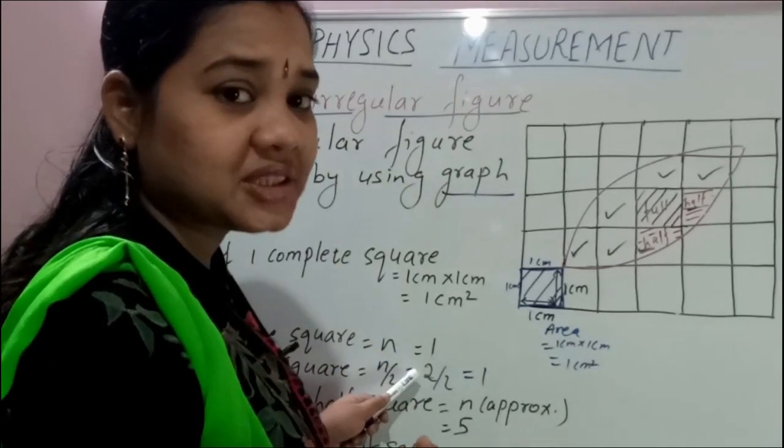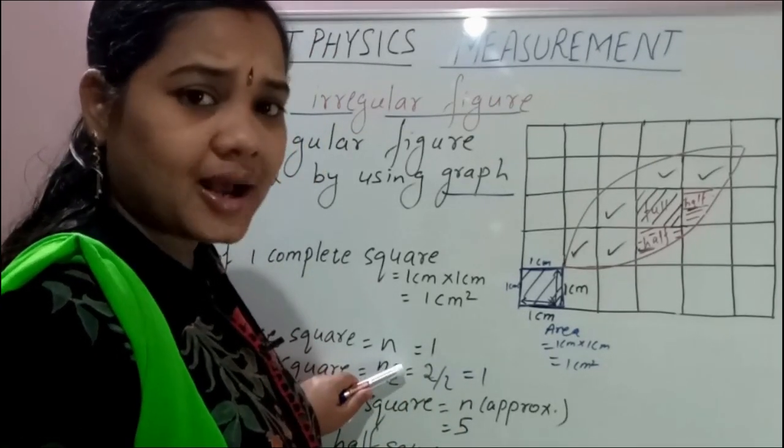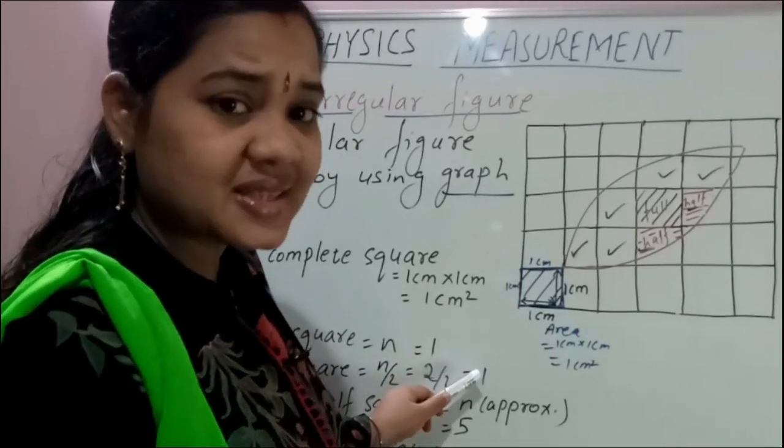Like that, how many half squares? Suppose 4 half squares are there. 4 by 2. Okay, what is the formula? N by 2. 4 half squares are there, so 4 by 2 is equal to 2. Okay, suppose 6 half squares are there.